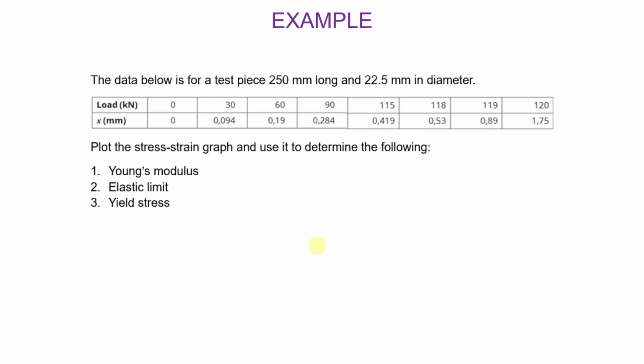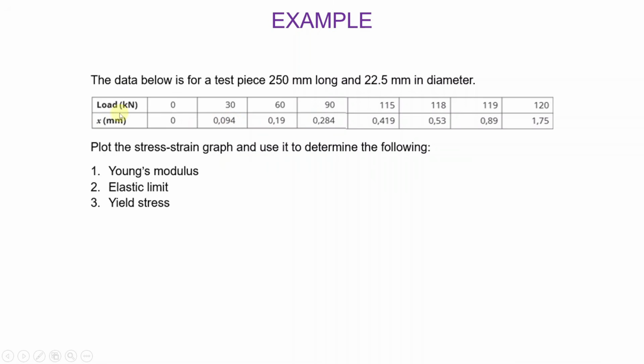Now, let us look at our final example for the day. So here, the data below is for a test piece, 250 millimeter long and 22.5 millimeter in diameter. So you are given a set of data from a tensile test where they applied loads and they looked at the extension of the bar. So when there was no load, there was no extension of the bar. When they applied 30 kilonewtons, they observed 0.094 millimeter in extension of the bar.